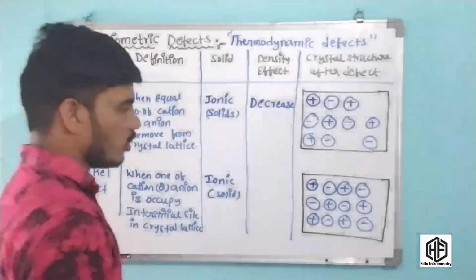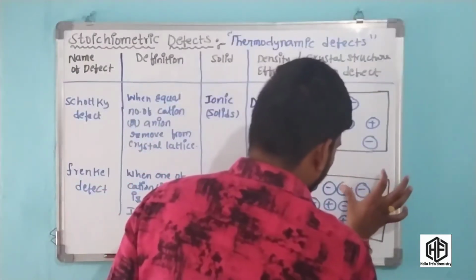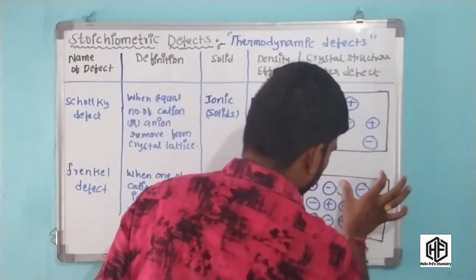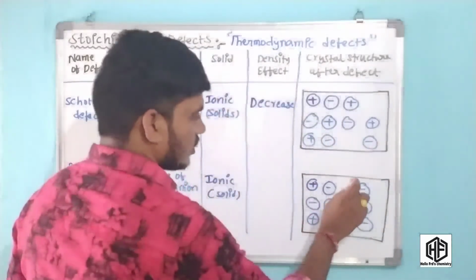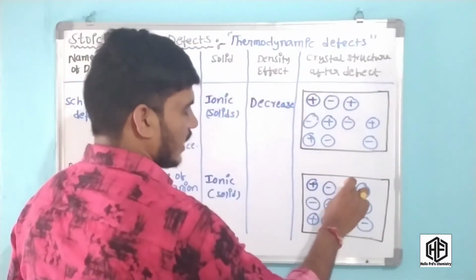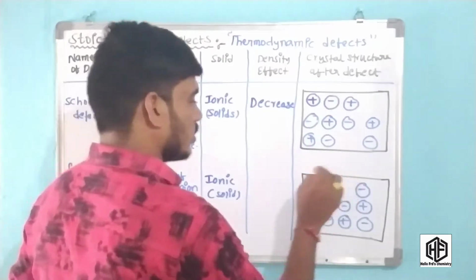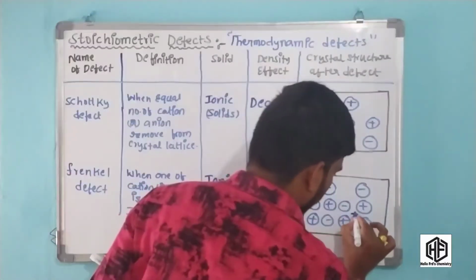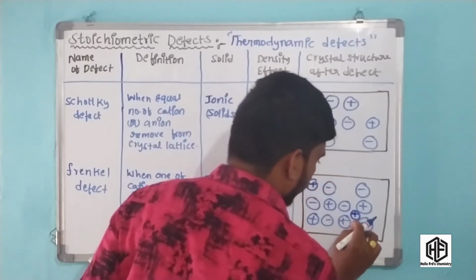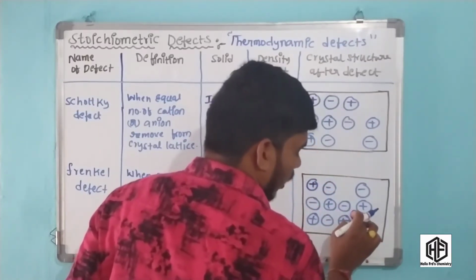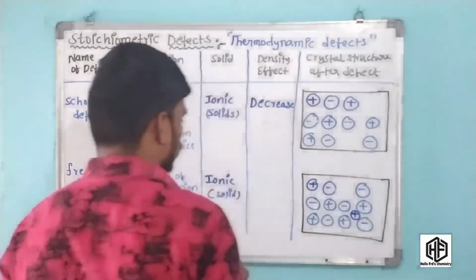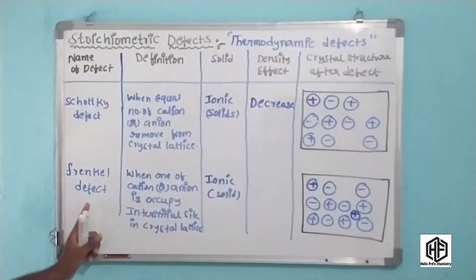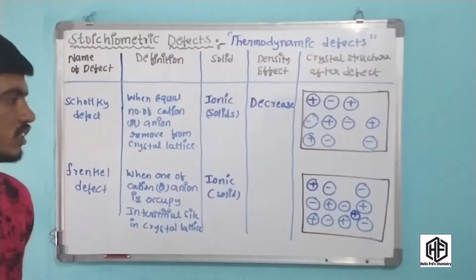Okay, friends, for example, you know that this positive charge means this cation is in its original place. This cation is removed. What happens, friends? This cation occupies this interstitial site. It means like this. Okay, friends, this is the void area. The cation is occupied there. This is also called Frenkel defect.